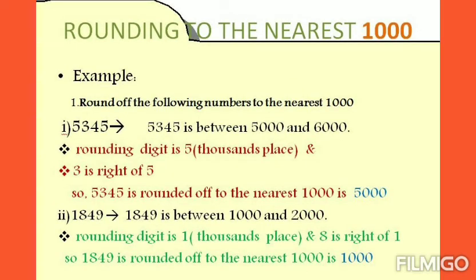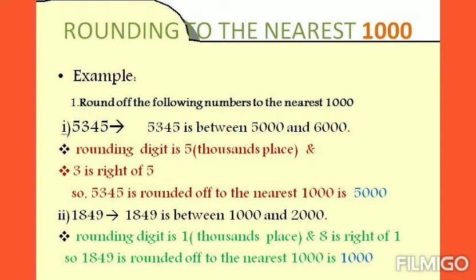Here now we are going to round off the numbers to the nearest 1000. Okay. We are going to follow the same rules for rounding off the numbers to the nearest 1000 also. Let us consider 5345. Here let us find the rounding digit. What is the rounding digit here? It is at the thousands place. Since we are rounding to the nearest 1000, the rounding digit is at the thousands place. It is 5.